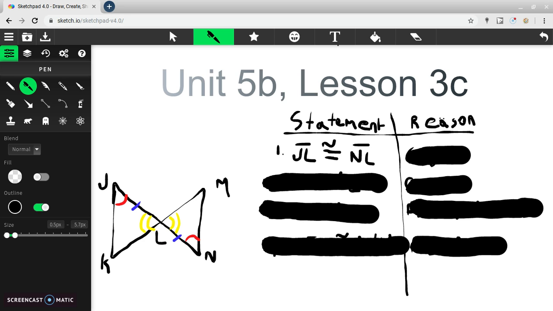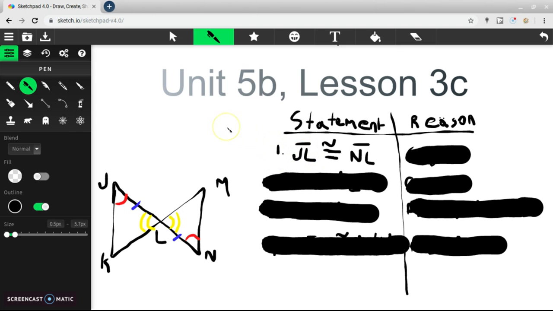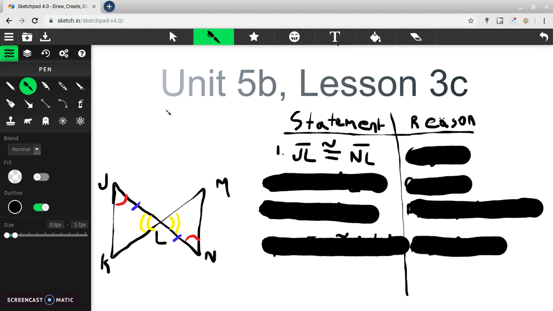But first, the first thing we need to do, and if you're thinking, oh, I'll go on this website and do things like that, well, that's just because I drew over it and then undid it. That's how I was able to make that work. But don't think that's a special feature on this website. It's not. And so the reason that we say that is that it's given. So JL equals LM.